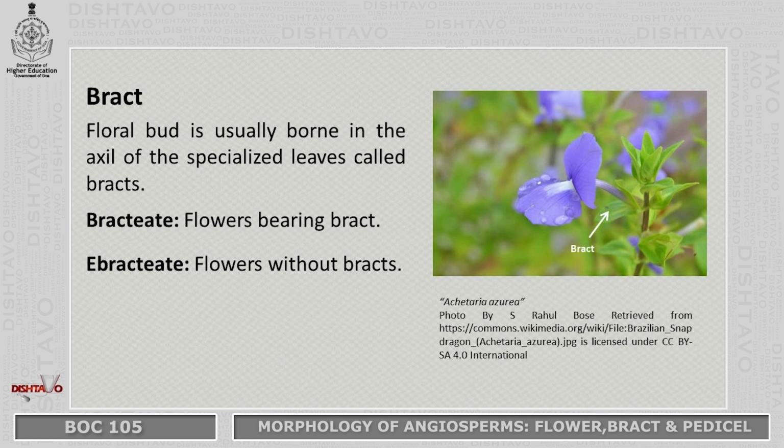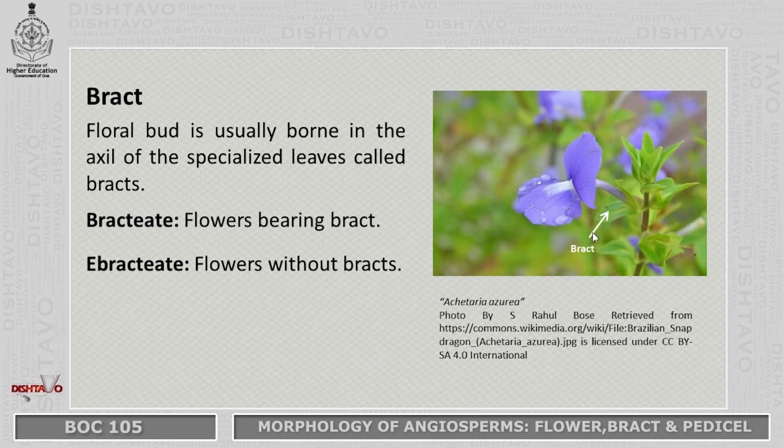Coming to the next part related to the flowers, the bracts. The floral buds usually are borne in the axil of a specialized leaf called bract. In most plants, these bracts are green in color, and in some plant species they may be colored and modified to attract the pollinators. Based on the presence or absence of bracts, flowers can be classified into two types, bracteate and ebracteate. Bracteate flowers are the ones which bear bracts, whereas ebracteate flowers lack the bracts.